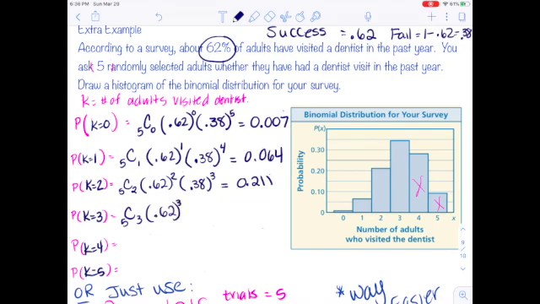This guy would be 5 choose 3. Probability of 3 people going to the dentist would be 3 successes and 2 failures. Calculate it out. You get 0.34.